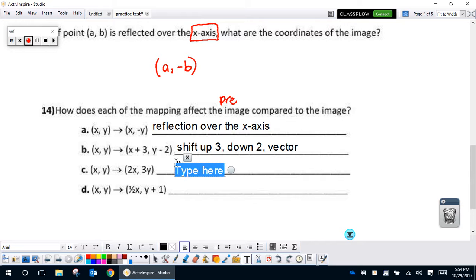All right, you're multiplying your x by 2 and your y by 3. This is a size change. So all the properties that are affecting a size change will affect these points. And then part D, we have x, y to 1/2 x and y plus 1. So because we're multiplying by 1/2, it's a size change of 0.5, and then we are shifting up 1 unit, so that means we also have a vector. So this would take all the properties of a size change and all the properties of a vector.